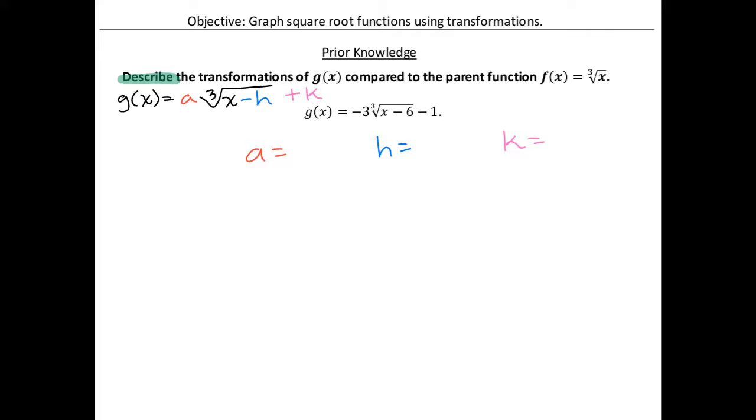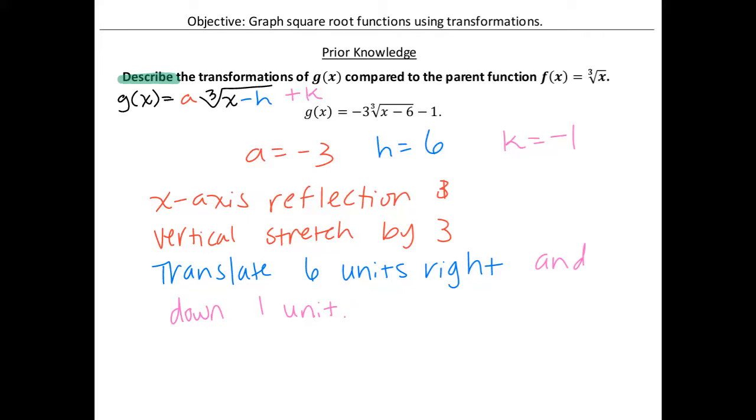So you guys have to work together. I'll give you about a minute or so to talk about what A, H, and K are, and then what each of the 3 values tells you to do to the graph. All right, so again, we need to know what A, H, and K are in order to transform our graph, but it's going to be the same as we did with the square root functions.